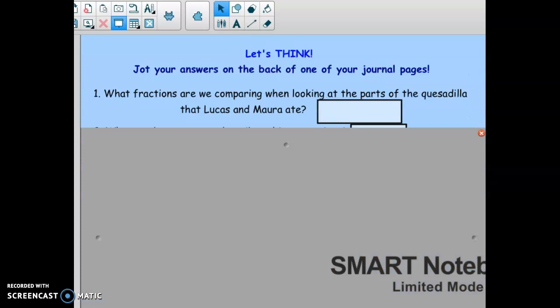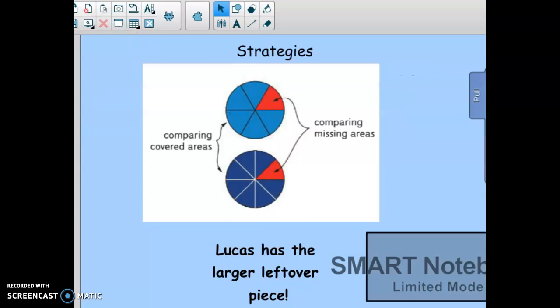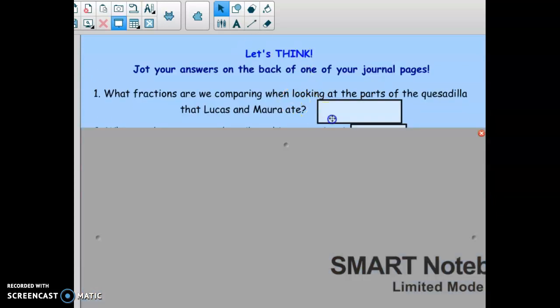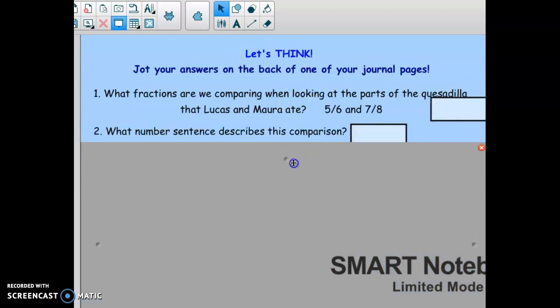Let's practice some fraction comparisons from the math message. Again, you can jot your answers on the back of one of your journal pages. What fractions are we comparing when looking at the parts of the quesadilla that Lucas and Mara ate? If we go back, Lucas had 5/6 and Mara had 7/8. So the fractions we are comparing are 5/6 and 7/8.